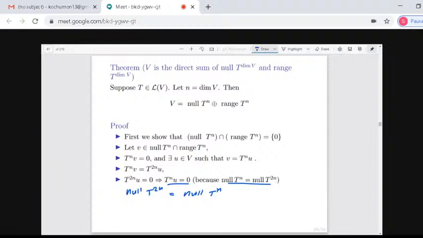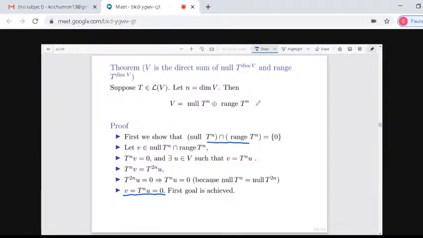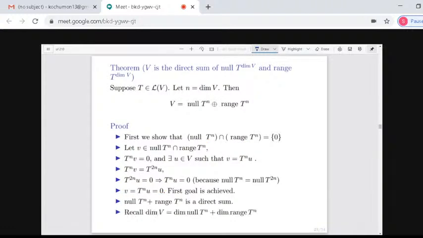Thus, T to the power n u is equal to 0. That means u is in the null space of T to the power n. Therefore, v is equal to T to the power n u is equal to 0. So the intersection cannot have anything in common. Then we are done, because it is only two subspaces. So now this is a direct sum and we are done.